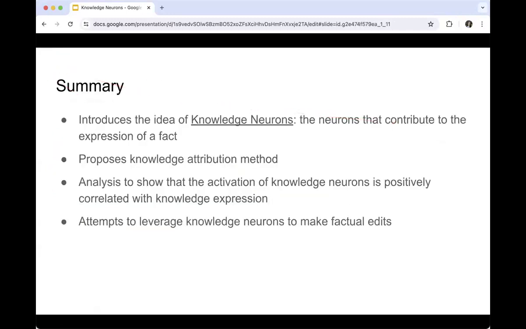So, in summary, this paper introduces the idea of knowledge neurons, proposes a method to identify these so-called knowledge neurons, provides analysis to show that the activation of such neurons is positively correlated with knowledge expression, and finally attempts to leverage these knowledge neurons to make factual edits.